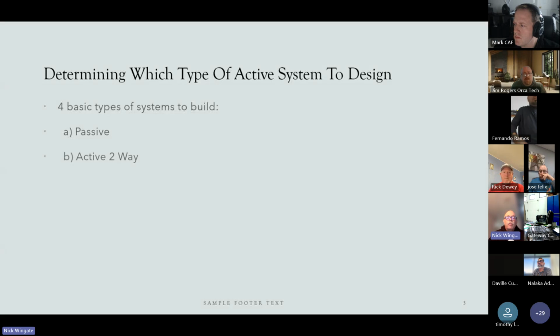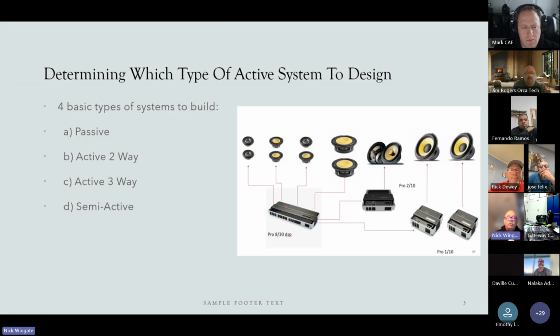The other one we're going to talk about is an active two-way. That would be a 6-inch, 6.5-inch, 5.25-inch, or 8-inch with a tweeter. We'll have a three-way. Obviously, that would be an 8 and a 3 and a tweeter, or a 6 and a 3 and a tweeter, something along those lines. And then the fourth one would be what is known as a semi-active system. That's a system in which you're going to be using passive and active at the same time.